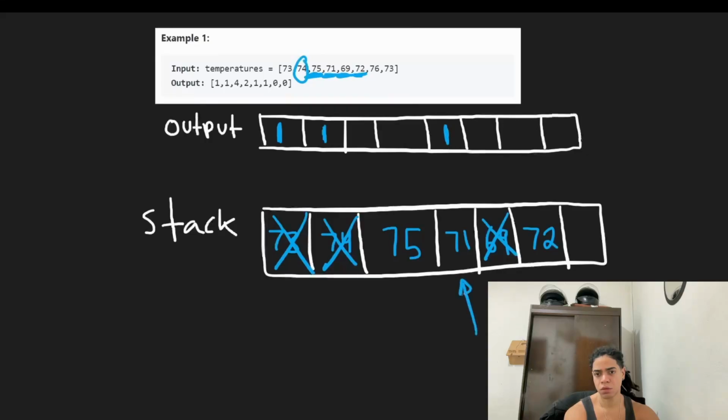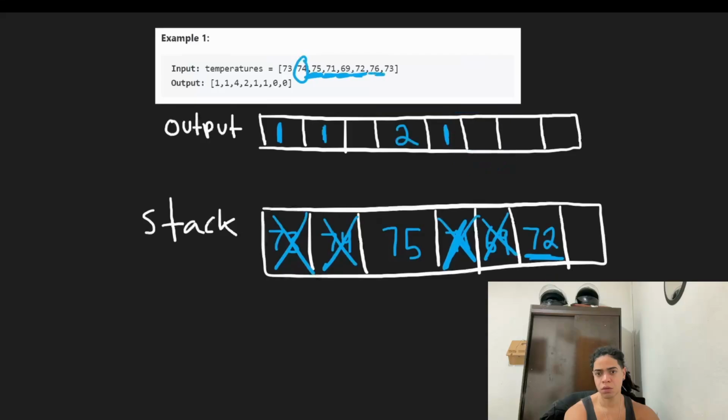Now we're going to look at the next top of our stack, 71. So the difference between these two is 2. So for 71, we're going to say it took 2 days for us to find a greater temperature than 71. So for this position, we add a 2. So we pop 71 from our stack. Now 72 is not greater than 75, so we still have a hole in our output over here. We never found a greater temperature than 75 yet. And similarly for 72, we have a hole.